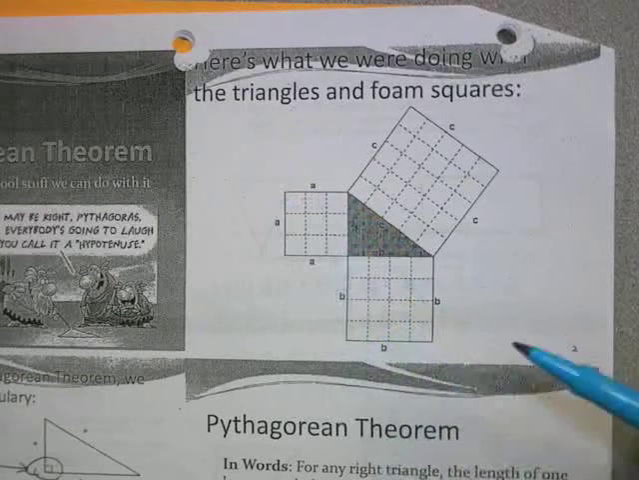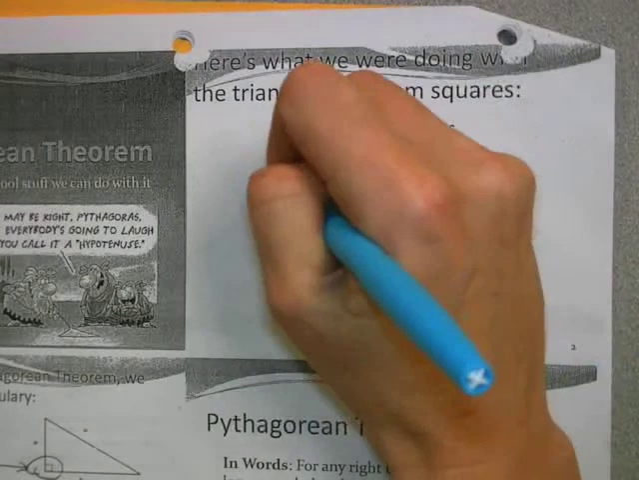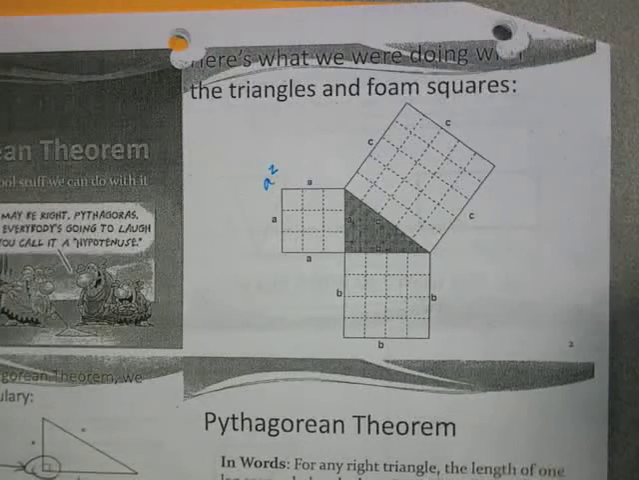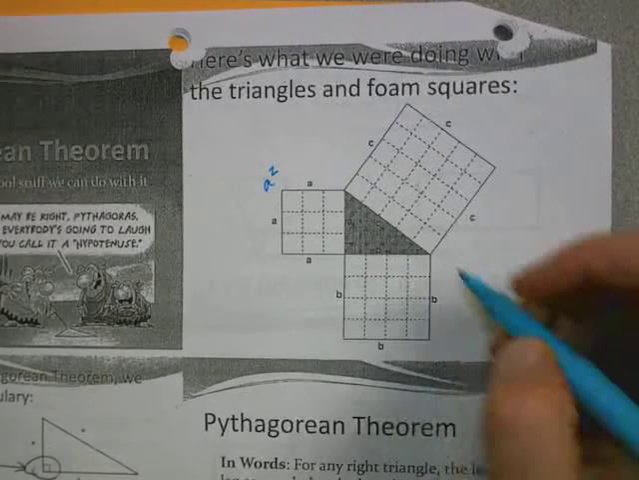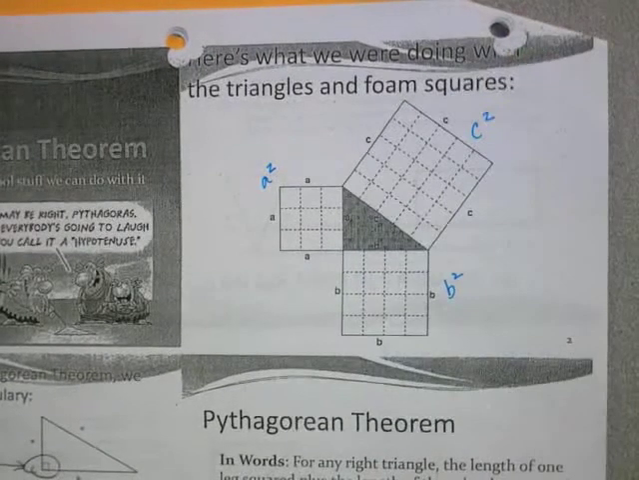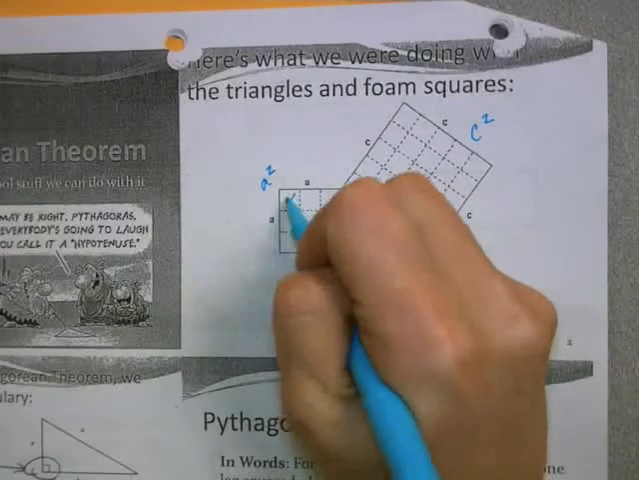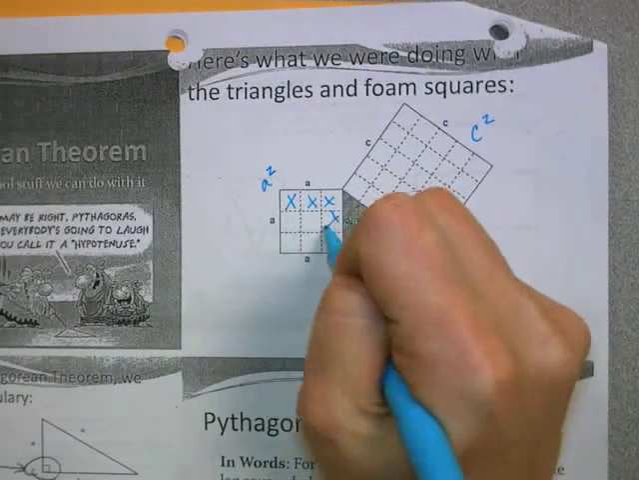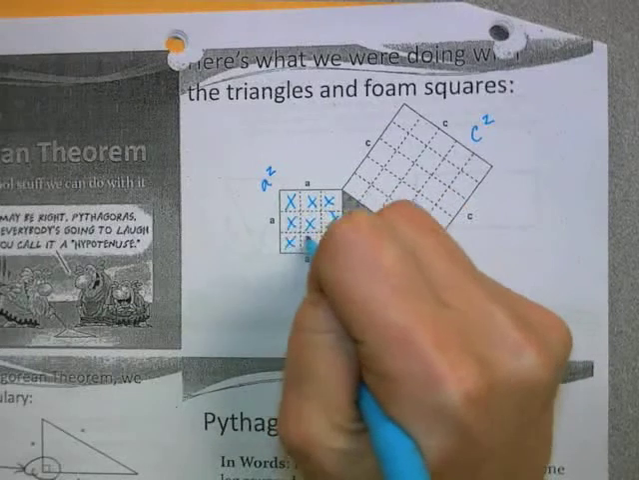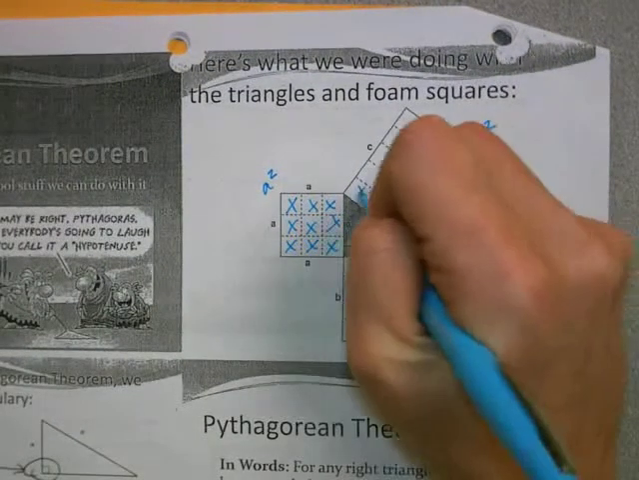So we have A times A, that's A squared for this square, if I was going to find the area of it. Length times width, A times A, A squared. B times B is B squared. C times C is C squared. That's the area of those squares. So what I'm going to do right now is I'm going to just X off how many squares I have here for A, and there are 9. So I'm going to X off 9 squares over here in C.